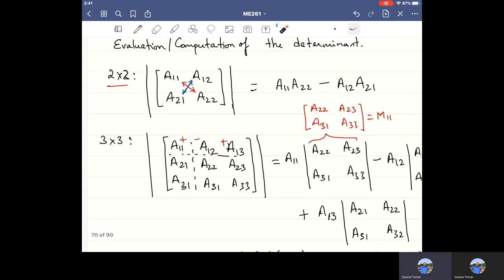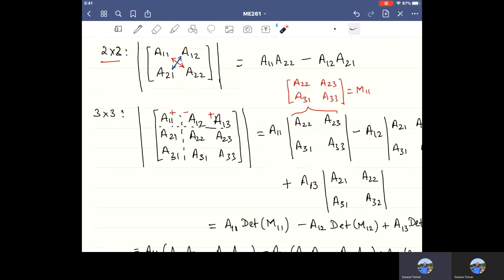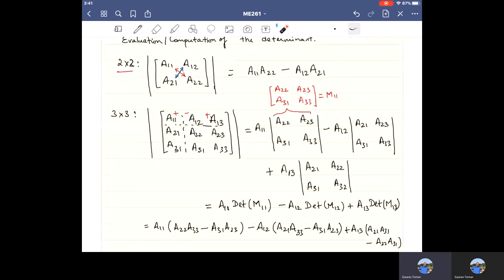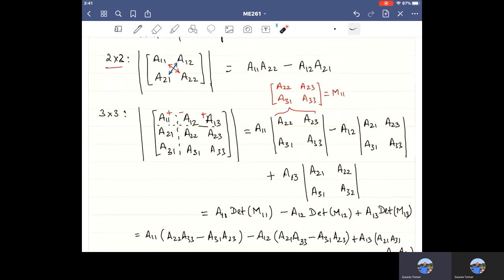Now for a 3 cross 3 matrix, you have to do something slightly more cumbersome, and calculating determinants is mostly an expensive affair and should be avoided in numerical calculations as much as possible. One can do a lot of other things without having to compute determinants, but let's see how to calculate the determinant of a 3 cross 3 matrix. In this case, we'll choose a row.